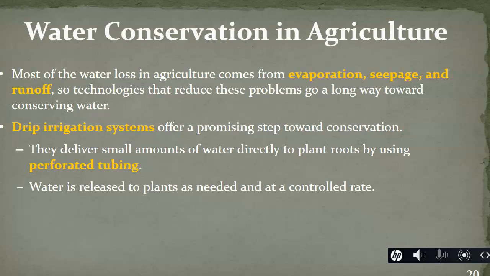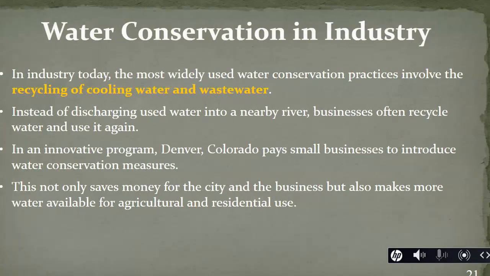Okay. If we could maybe gather the water lost in agriculture, right? A lot of the water lost in agriculture comes from evaporation, seepage, and runoff. So if we could reduce these, that would go a long way towards conserving water. One such thing would be a drip irrigation system. These deliver a small amount of water directly to the root so that we don't lose all of that surface water when we're trying to water the plants.